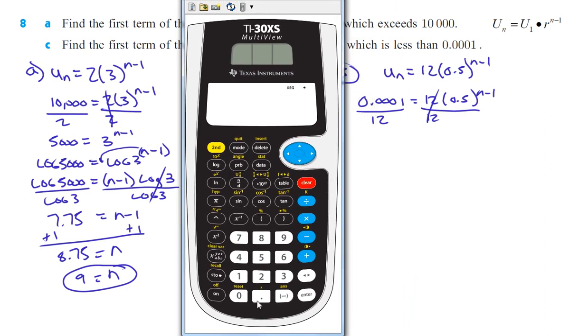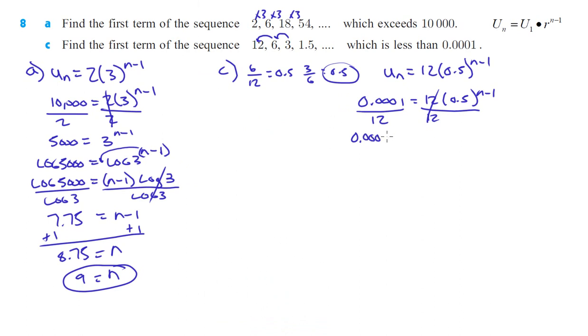So we've got 0.0001 divided by 12, and we get 0.00000833, 1, 2, 3, 4, 5 zeros, repeating, equals 0.5 to the n minus 1, right?